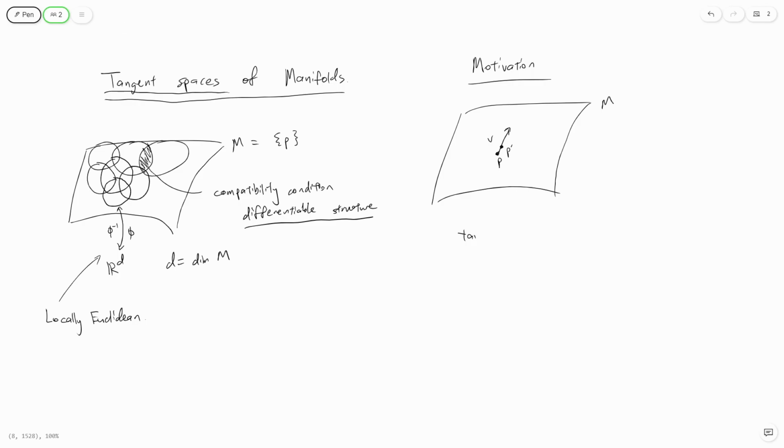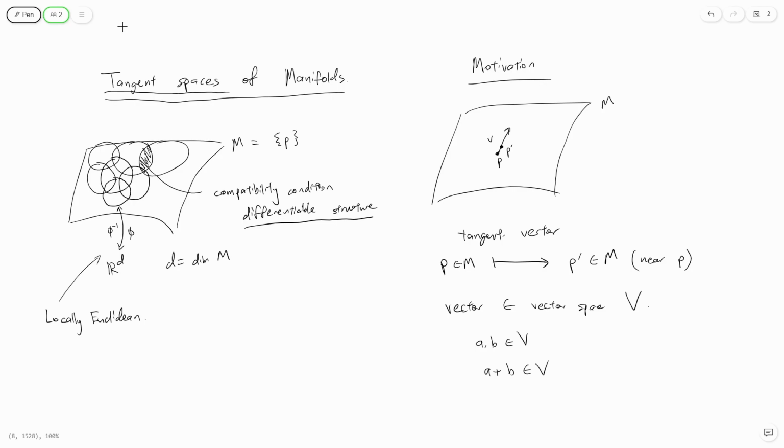In other words, the tangent vector is a way to map from a point P on the manifold to another point P prime on the manifold, essentially near P. In addition to that, a vector is an element that lives in a vector space. And something we know about vector spaces is that any two vectors A and B in the vector space V can be added together to give another vector in the vector space. On top of that, we also know that any one of them can be scaled to give another vector in the vector space. So we would like to make precise the notion of adding two velocities V and W to give some composite velocity V plus W. And this velocity V plus W must also be able to transport a point P to a nearby point P prime in a rigorous way.